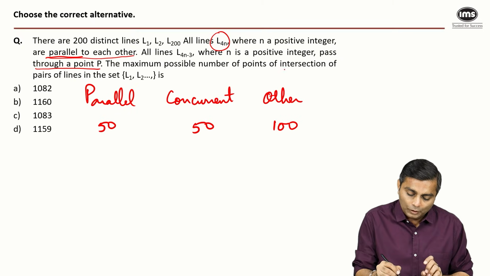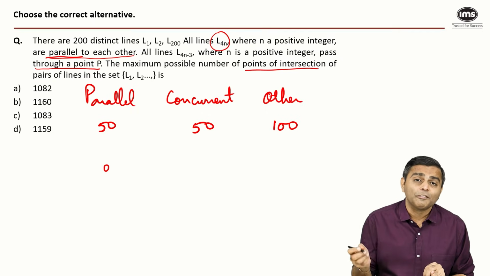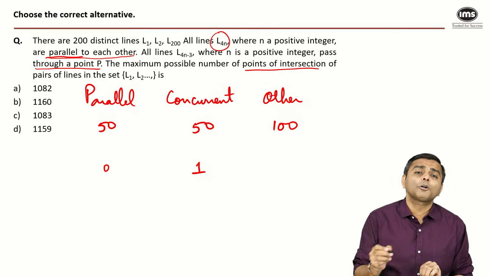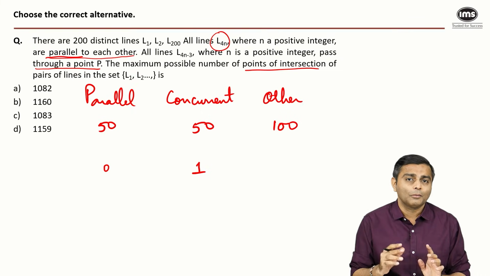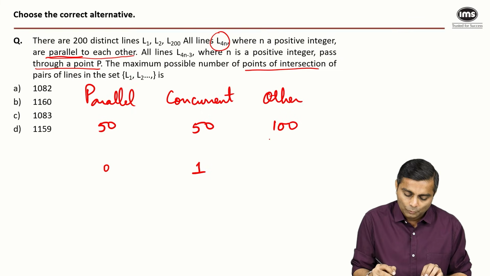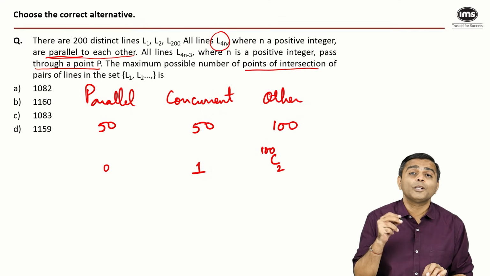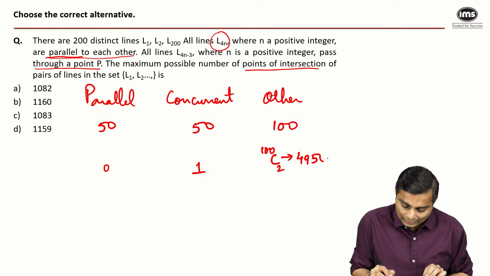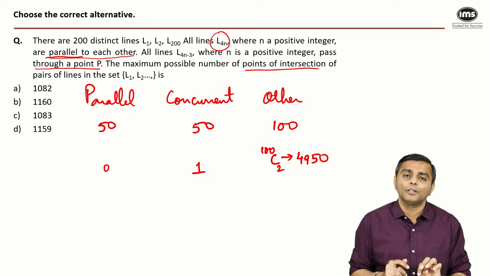Parallel lines will contribute how many points of intersection? Obviously 0. Concurrent lines, all 50, will contribute 1 point, that guy P. Other lines are not parallel and not concurrent, and two lines can intersect in 1 point, so I'm going to say 100C2. 100C2 is nothing but 100 into 99 upon 2, so 50 into 99, which is 4950. Now, these are the points of intersection only amongst the other lines.